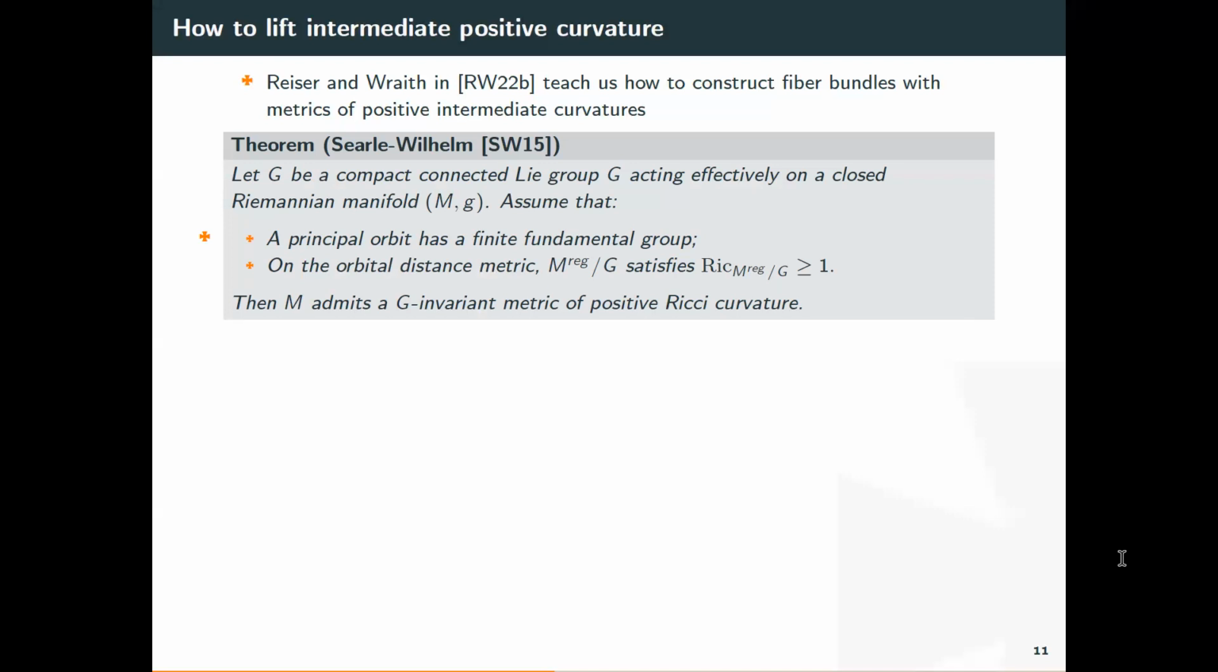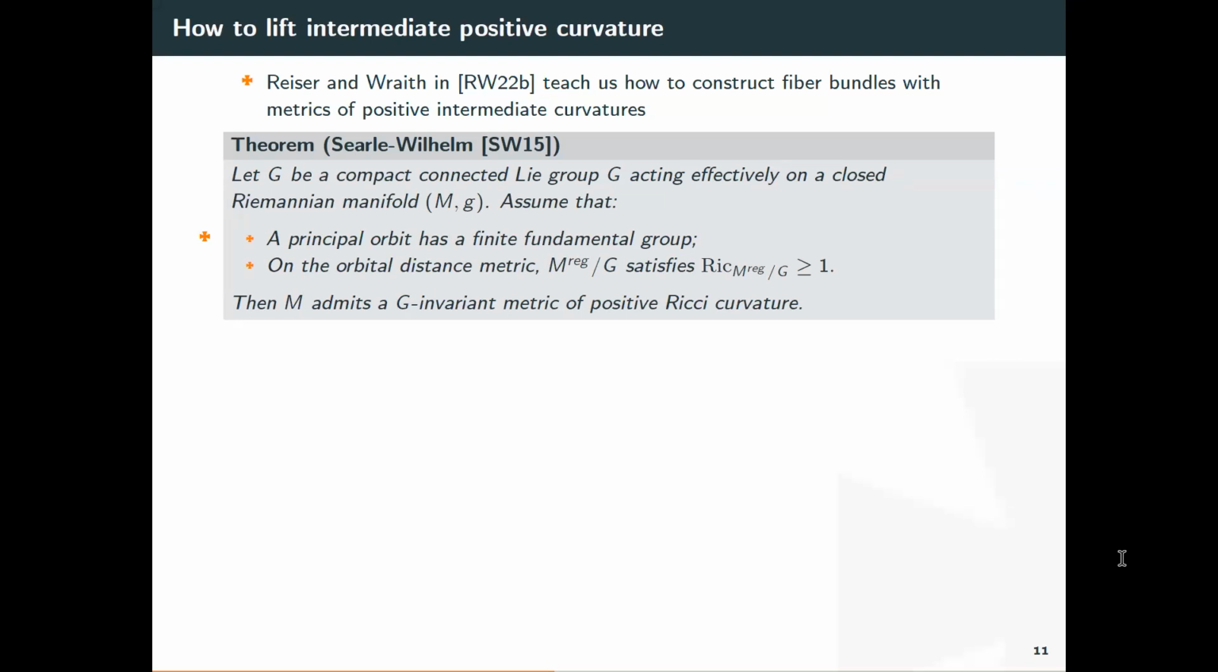It tells us some conditions, not for fiber bundles, but for manifolds with isometric actions, making it possible to lift positive Ricci curvature from the orbit space, which need not be a smooth manifold, to the total space. Say you have a compact connected Lie group acting effectively on a closed manifold, and we have some topological hypothesis on the principal orbit of this action, and the orbital distance metric has positive Ricci, then the total space has a metric of positive Ricci curvature.